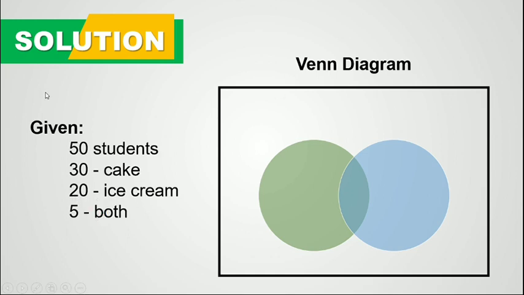So in answering this particular problem, we're going to write U here, so U is equal to 50, since there were 50 students who were interviewed. And then let's label these two circles. The first circle is the set of students who like cake, and the second circle is the set of students who like ice cream. Now in solving word problems using a Venn diagram, we're going to start from the bottom, from their intersection.